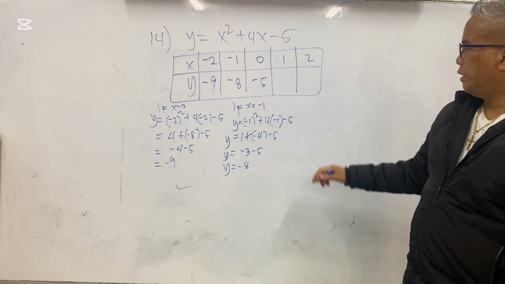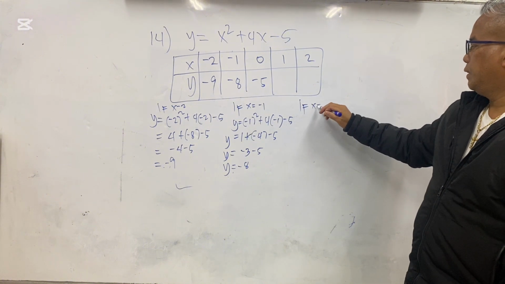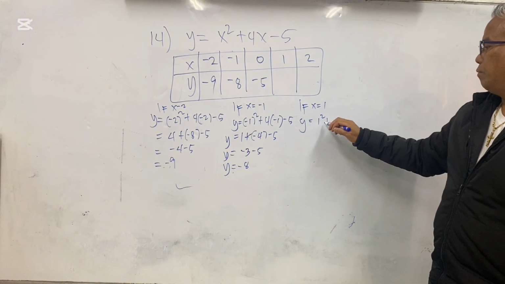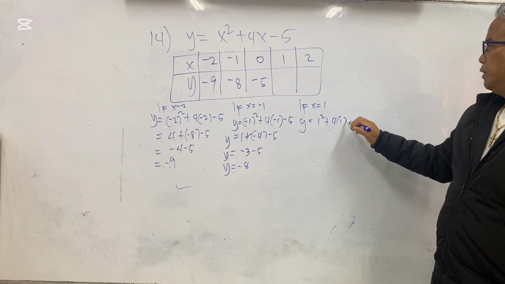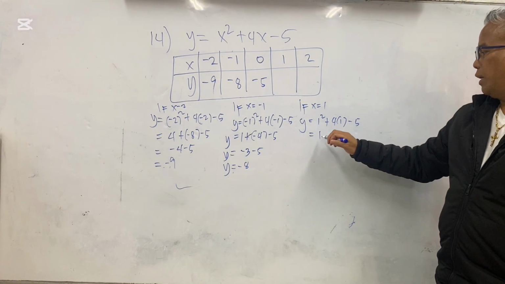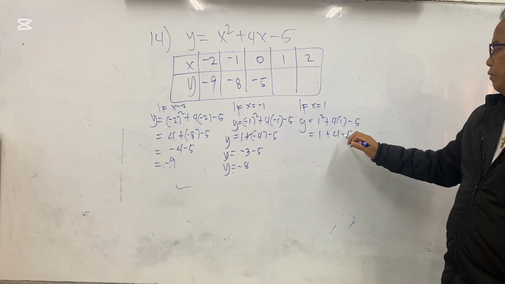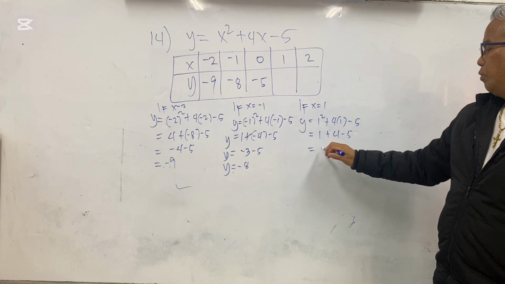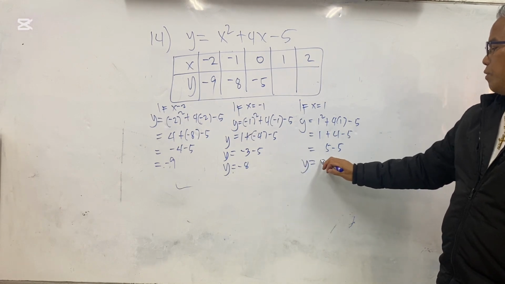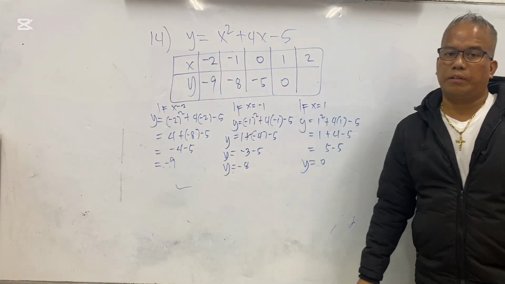If x equals 1, we will substitute also: y equals 1 squared plus 4 times 1, then minus 5. So equals 1 plus 4 minus 5. So it equals 5 minus 5. The answer is y equals 0. So equals 0 here.